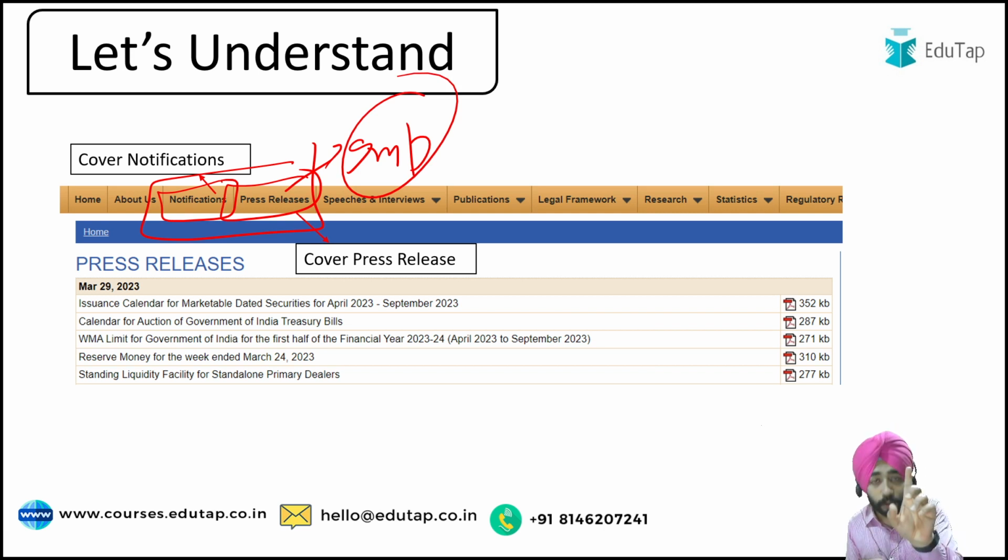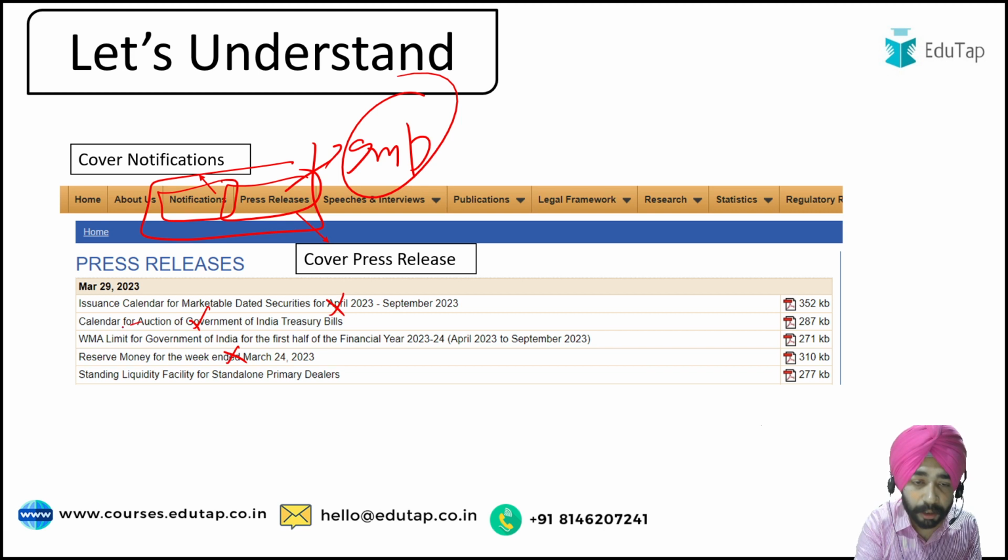Now when you are looking at these notifications, there also, guys, you have to filter out the news here. You click at a thing here, it is saying reserve money for the week ended March 24. These are kind of links you do not need to open here. ठीक है. Then it is saying calendar auction for government of India treasury bills, not important. Issuance of calendar for market dated securities, that I can say just देख लेना, नहीं तो वो भी important है. अब यहाँ पे ये important है.